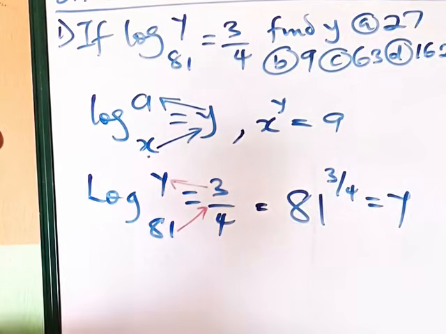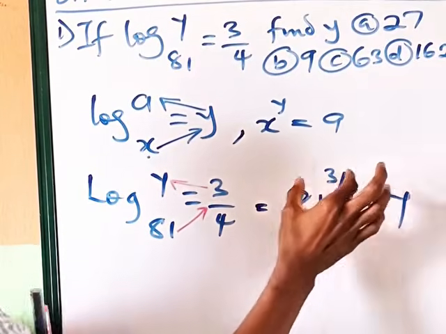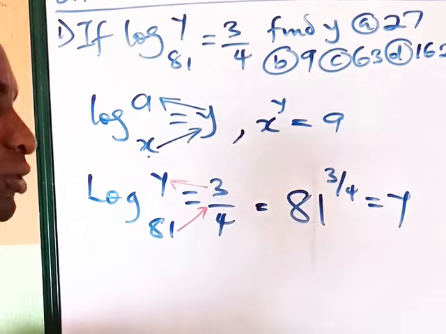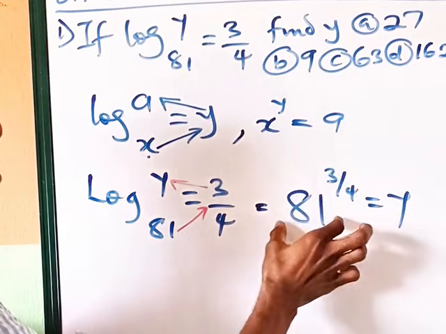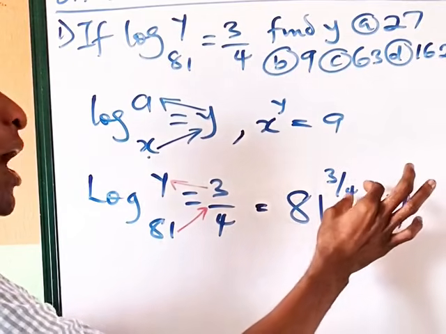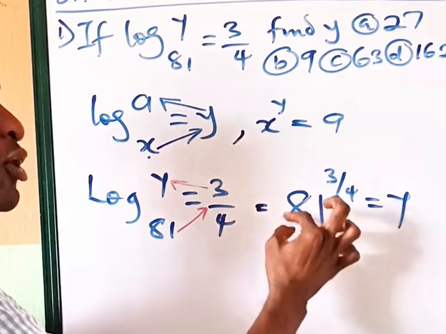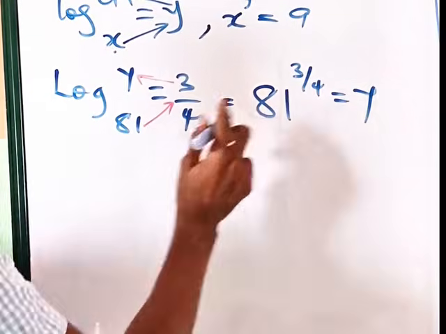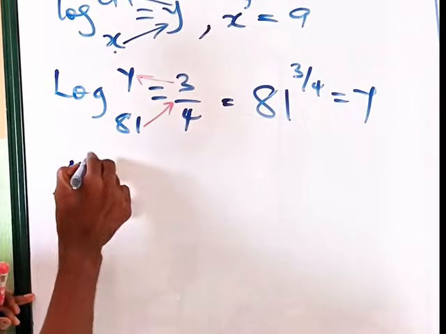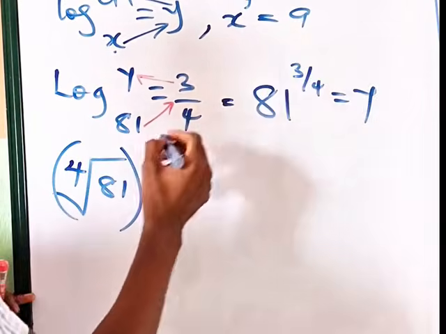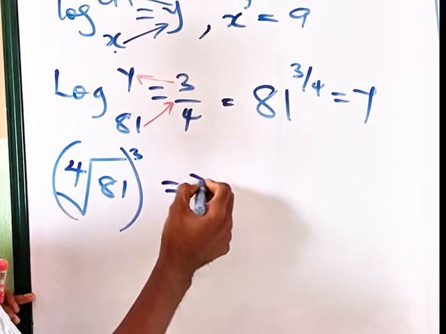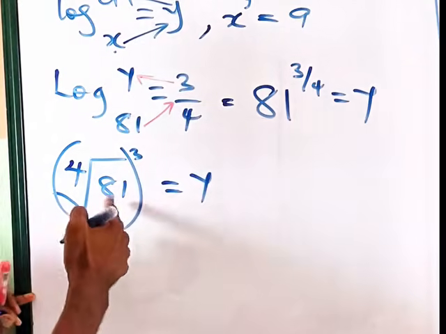According to the law of indices, when you have a value and it has a power which is a fraction, the numerator of the power will form a power, while the denominator will form a root. What does that mean? This 4 will form the 4th root of 81, all raised to the power of the numerator 3, equal to y.